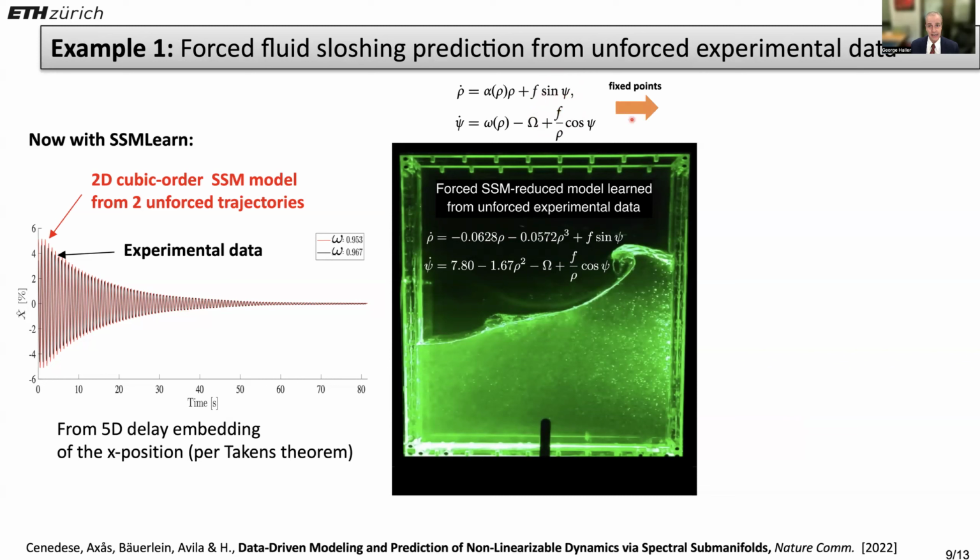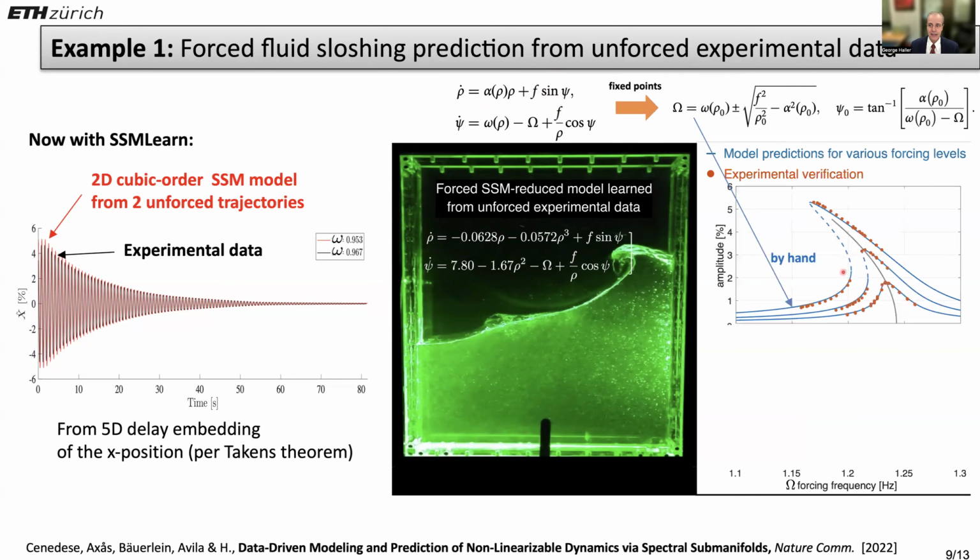Just symbolically calculate the fixed points of this equation. In explicit form, we get them, and by hand you can do this. This is the solution. You can make predictions for the forced response, and then you ask your experimentalist colleagues to do the experiments and see whether they match or not. And the fit between the two is amazingly close. So what you see here is the forced response. These are the red dots of the experimental points, and these are analytic predictions by hand from these formulas.